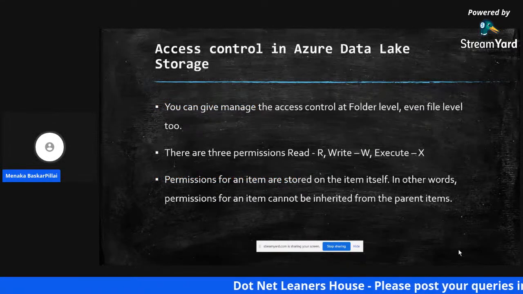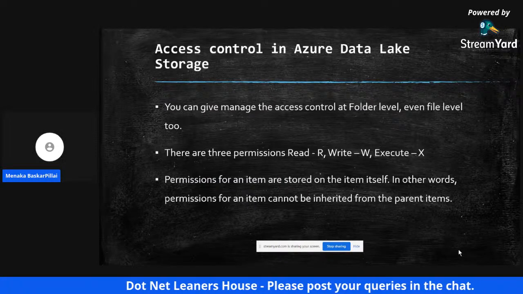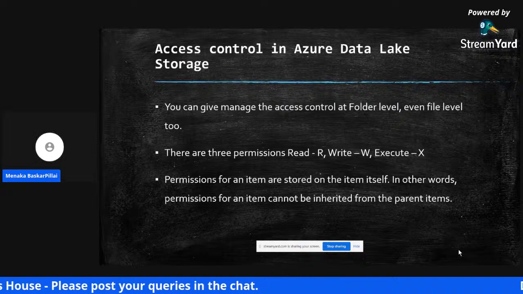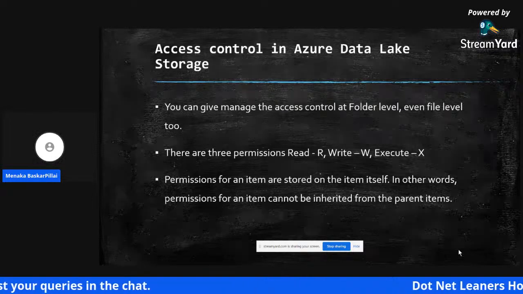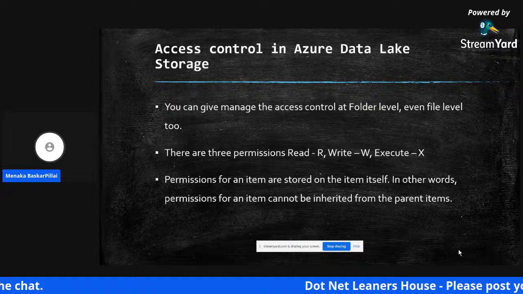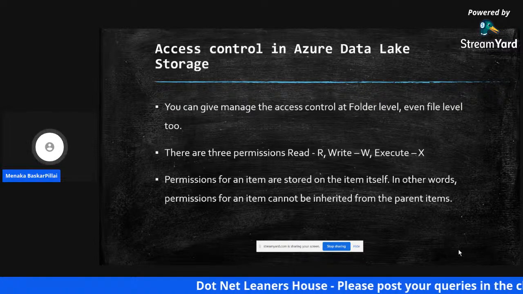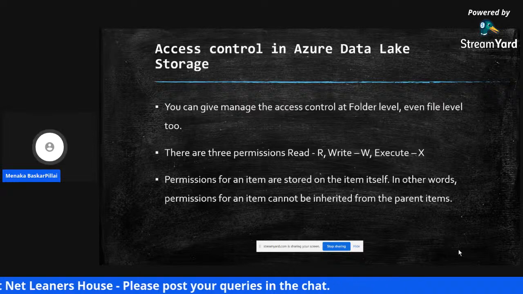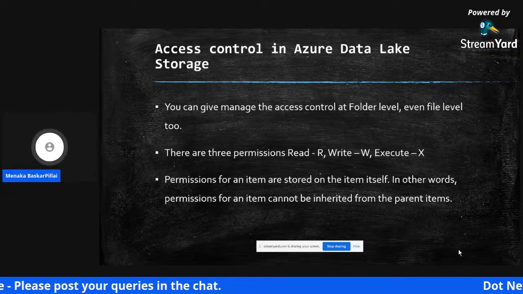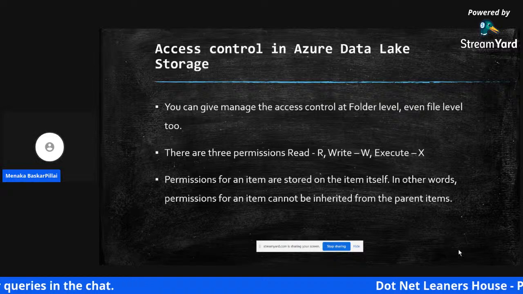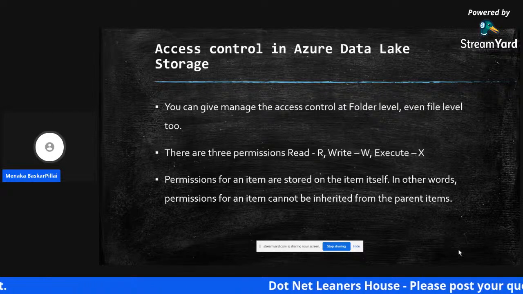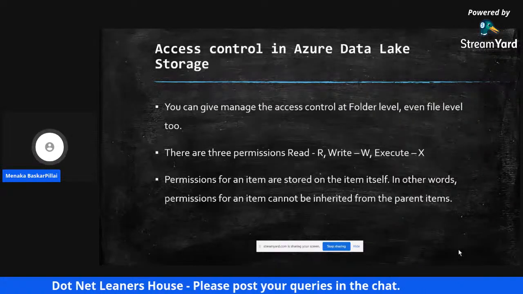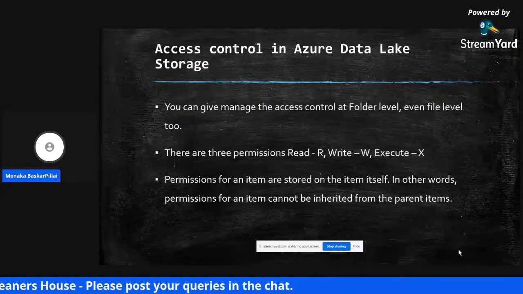So, access control in Azure Data Lake Storage: you manage the access control at folder level, even file level too. Whenever you hear file and folder, you can remember what you have in your Blob storage. This is quite similar, because I can restrict the usage of a file, folder, container, or any other storage based on the requirement in Azure Data Lake Storage. There are three permissions: read, write, execute. We are familiar with the read and write operations from other services. Execute is one more added here.